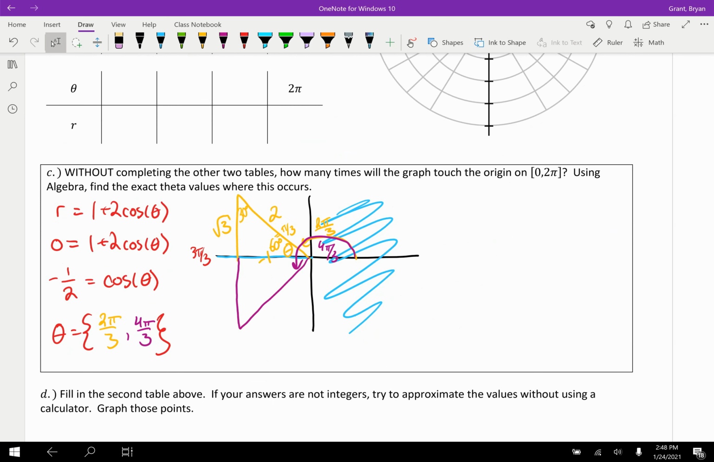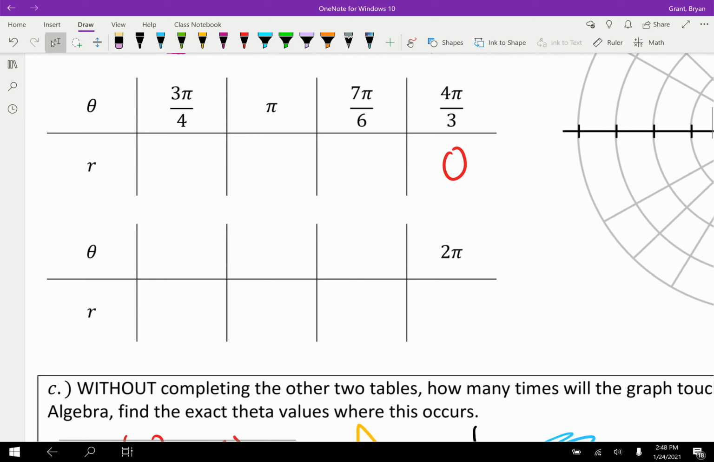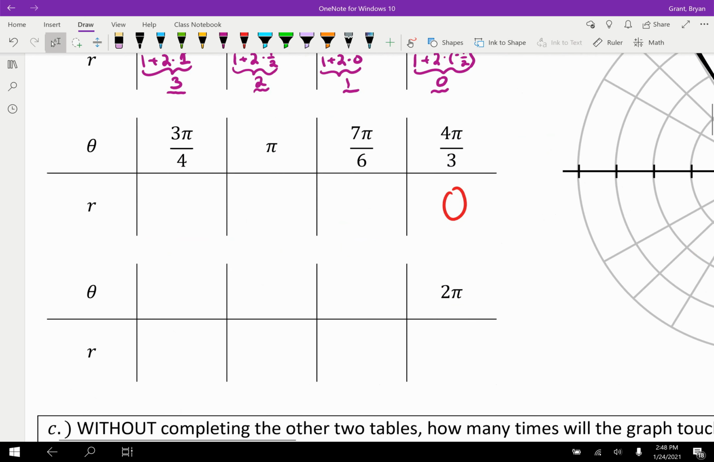Fill in the second table above. If your answers are not integers, try to approximate the values without using a calculator. Because we're graphing, this is one of the best parts of graphing, you don't need to get perfectly nice numbers, and you don't need to graph them perfectly either. Just ballpark it. Now, if you want a calculator, you can, but I'll do my best without a calculator, and we'll see how we do. 3 pi over 4, we have 1 plus 2 times the cosine of 3 pi over 4.